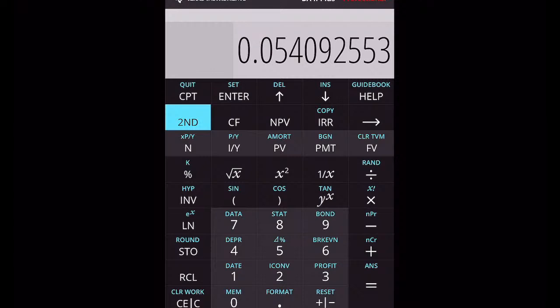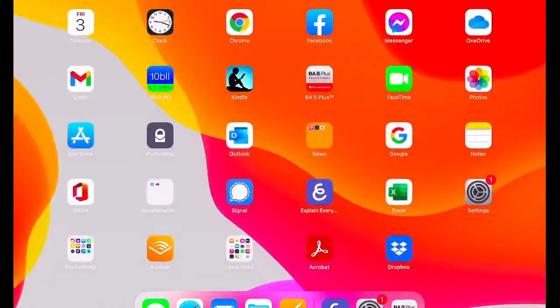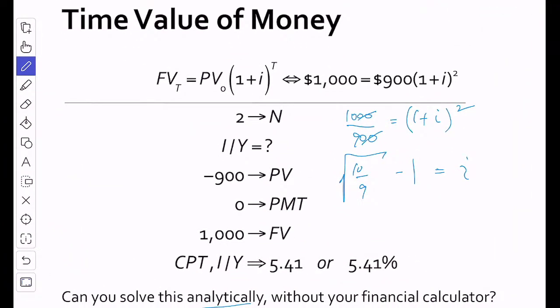Now remember, the arithmetic keys on the calculator will give you the interest as a decimal, but the time value of money row number 3 gives interest as a percent number. It represents it as a percent, not 0.05, but 5.4. So that is the same answer.